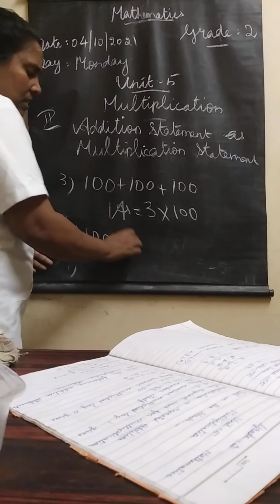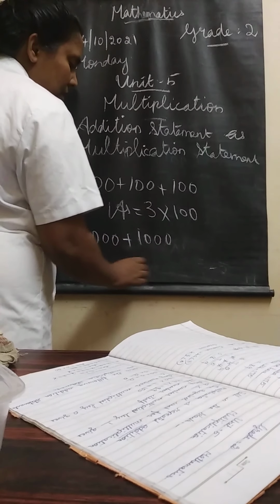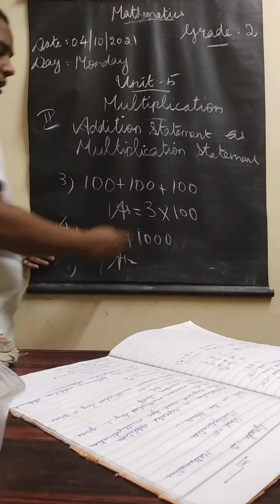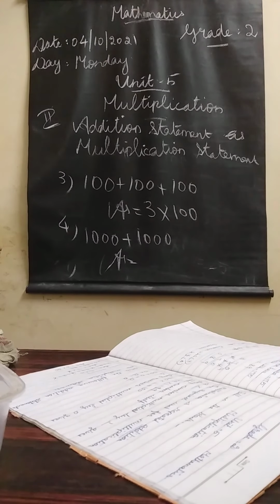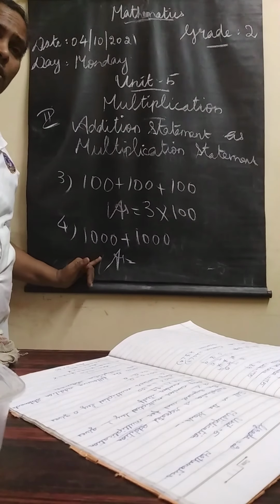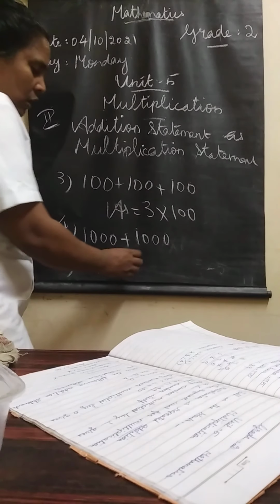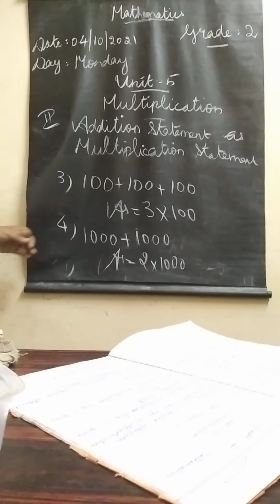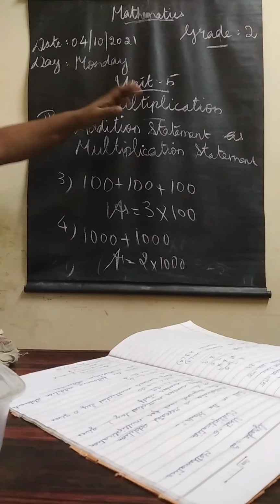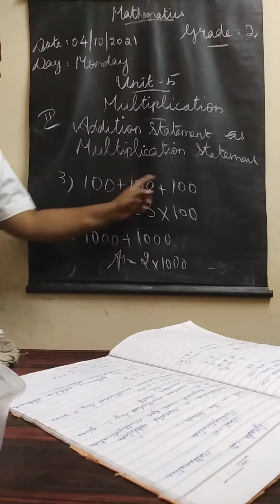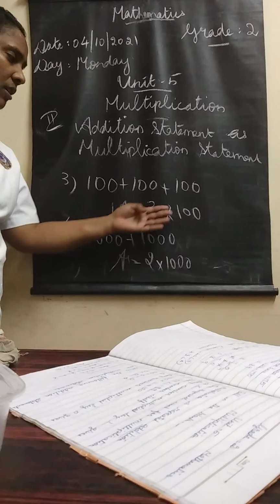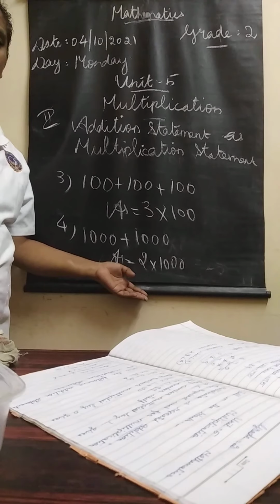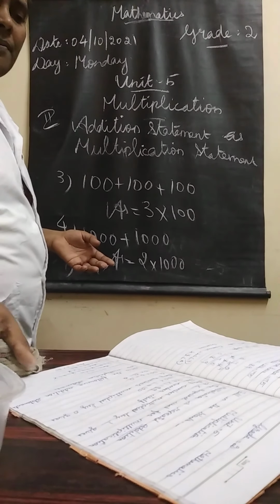Listen. 1000 plus 1000. What is the answer? How many times I wrote here? 1000. I wrote 1000 here 2 times. So the answer is 2 into 1000. Do you understand? So an addition statement is a multiplication statement. Now the question is in addition. Here we wrote the answer in multiplication. Do you understand this? Yes.